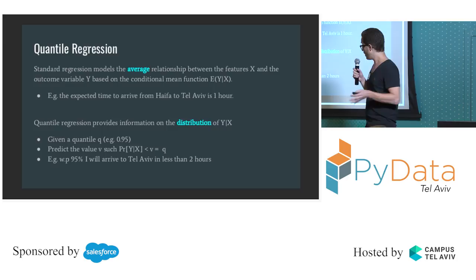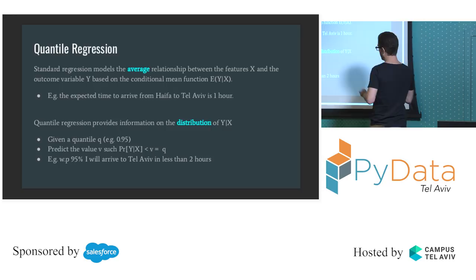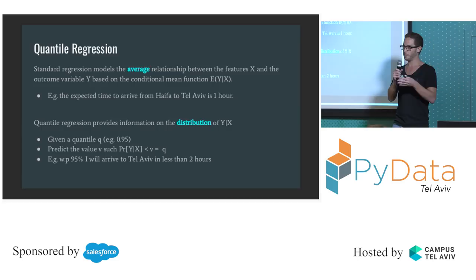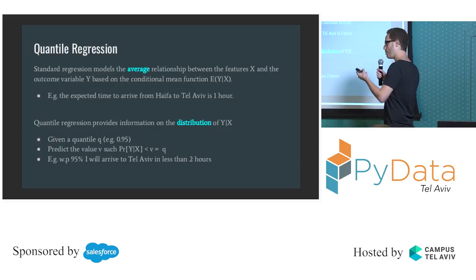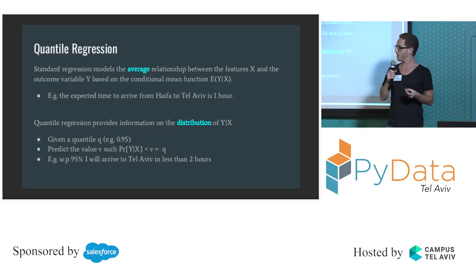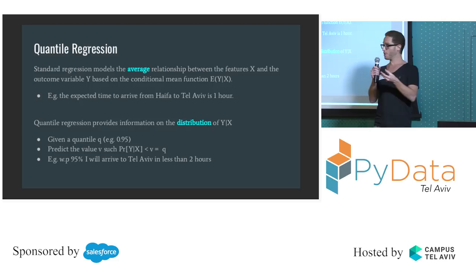Quantile regression aims at providing much more information on the distribution of y given x. To be more concrete, for any quantile q between 0 and 1, we want to be able to predict a value v such that with probability q, our estimation will be above the real value. With such modeling, we can predict, for example, the 95% quantile, where the semantics of this prediction is that I'm 95% confident that I will arrive on time to PyData if I follow this prediction.